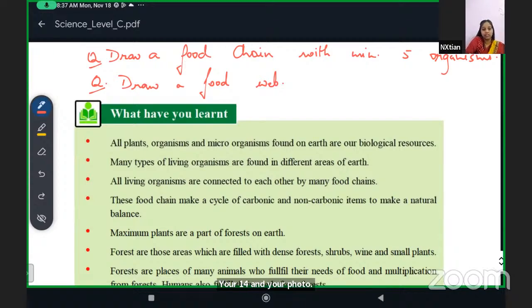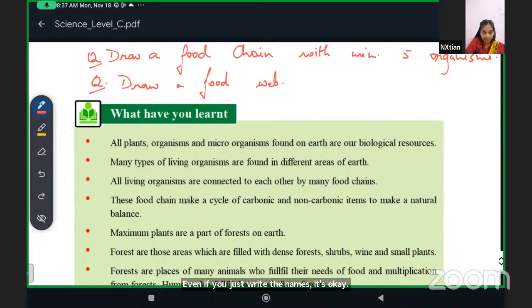Ma'am, do we have to draw the animals as well? No, not necessarily. If you are using simple animals and you can draw, then you can. It's up to you. If you are using easy ones, like a plant, a worm, and all that, then you can draw, but not necessarily. Even if you just write the names, it's okay.